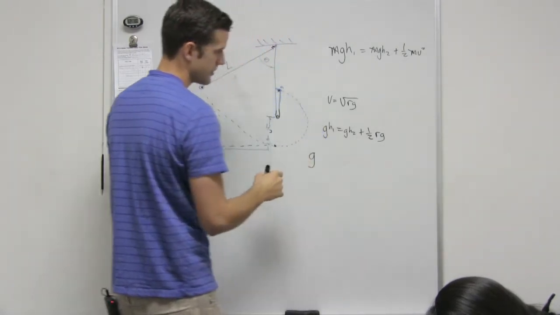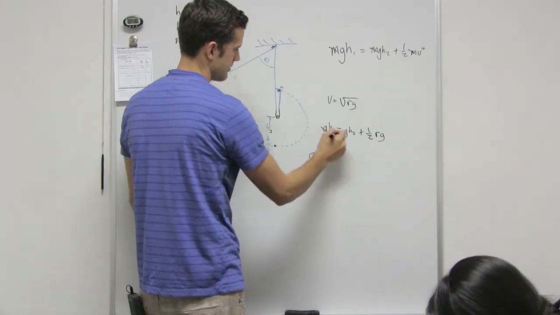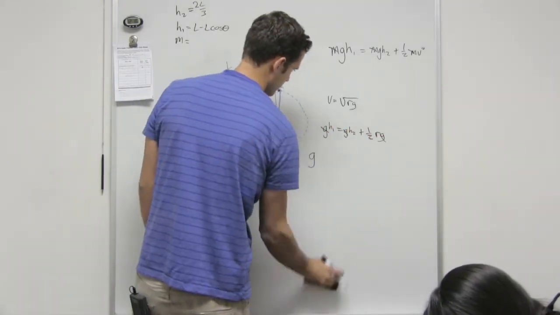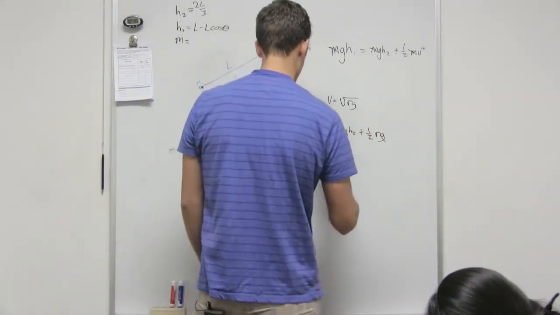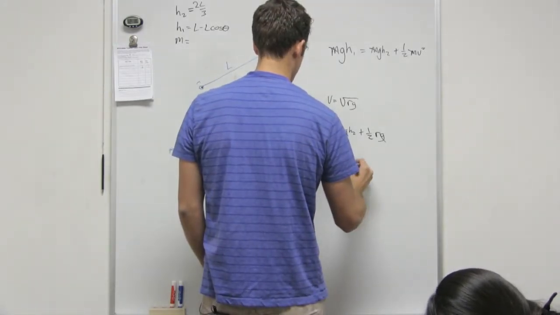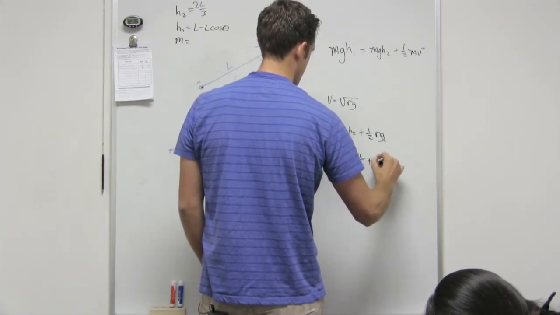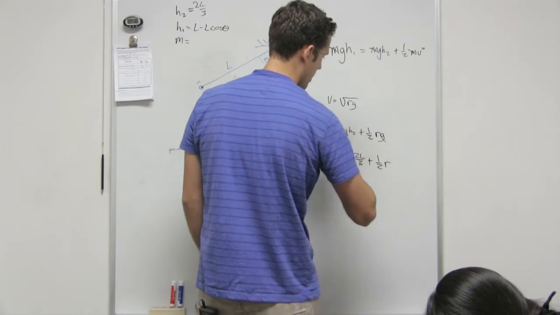Actually, before we do that, what do we have in every term now? We have g's. So we get rid of those. So h1 is L minus L cosine of theta. h2 is 2L over 3 plus 1/2 r.